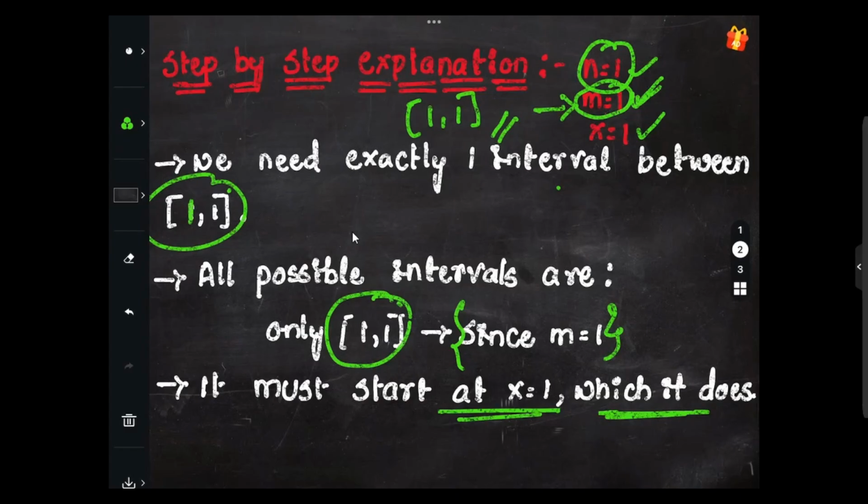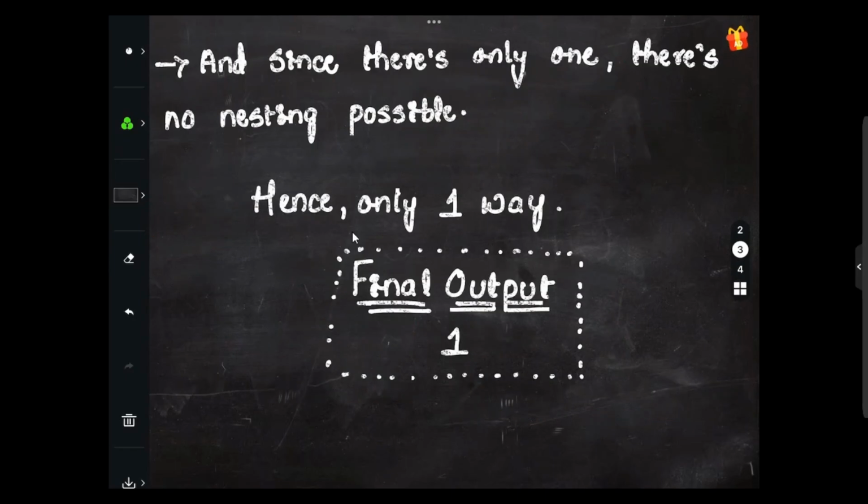So m we have been given 1, and it has to start with x equals 1. One interval exists at any cost, as they have given in the question. So here it must start at x equals 1, which it does. And one more thing, since there is only one interval, there is no nesting possible. Hence there is only one valid way to construct the sequence of intervals.